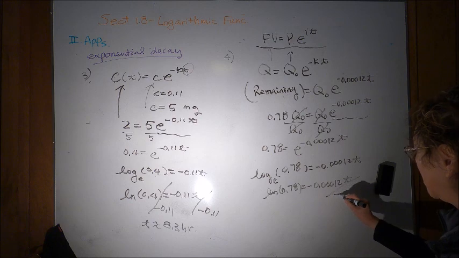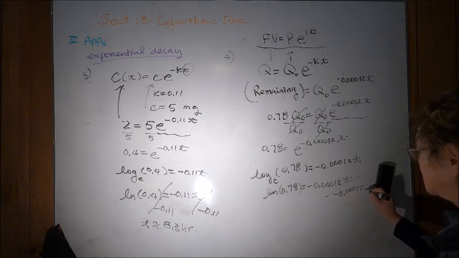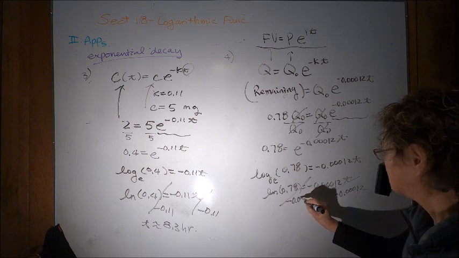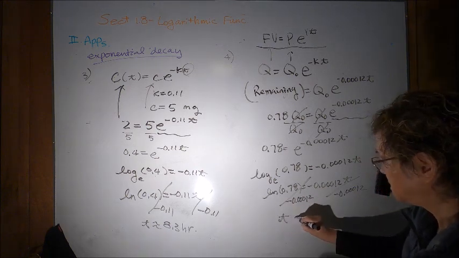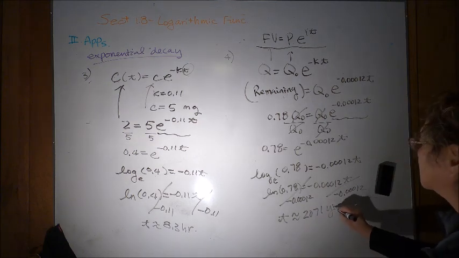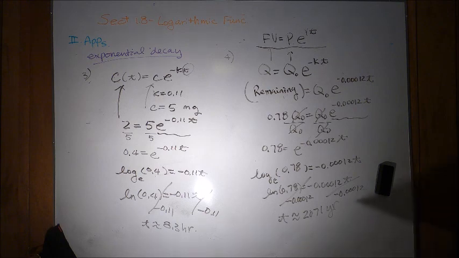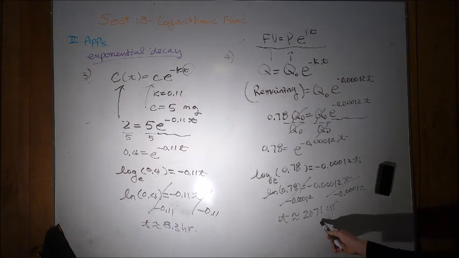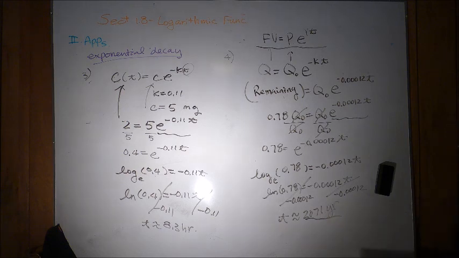Then you divide it by negative 0.00012. So your t would be 2,071 years. That means the things they found on the animal skin, which have 78% of their original carbon-14, have been decaying for how long? Twenty-some hundred years, around 2,000 years.